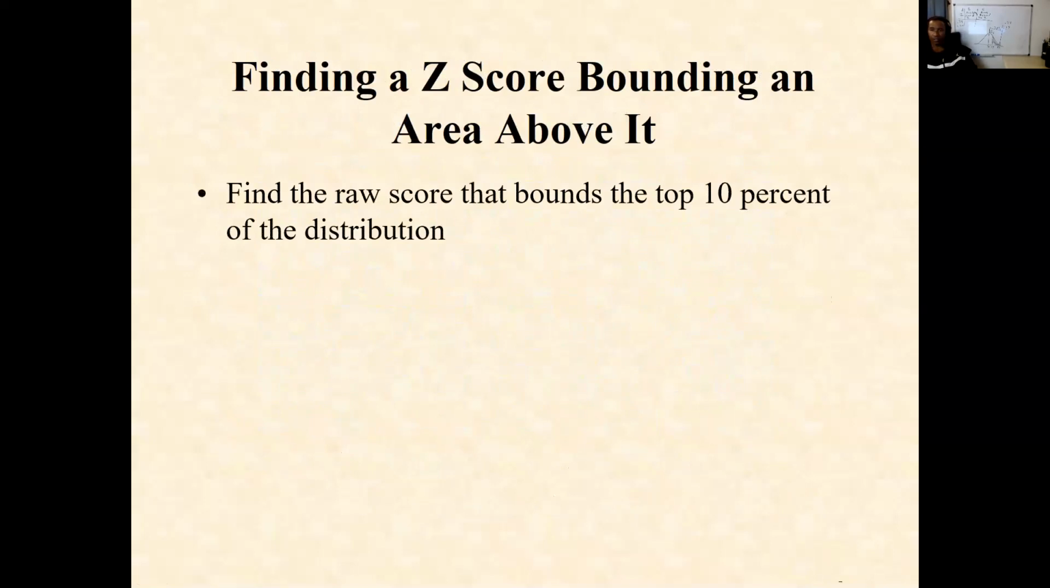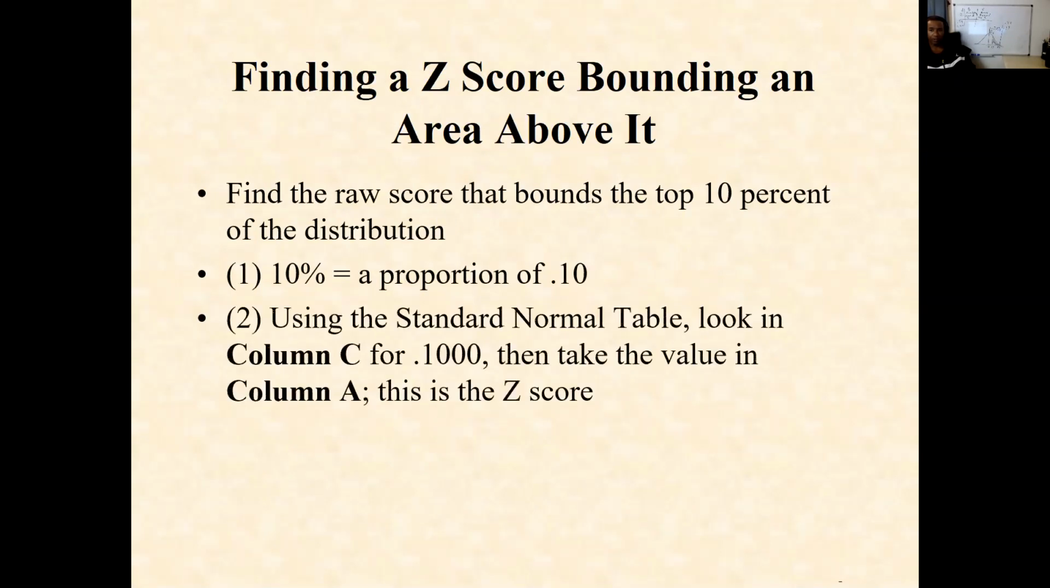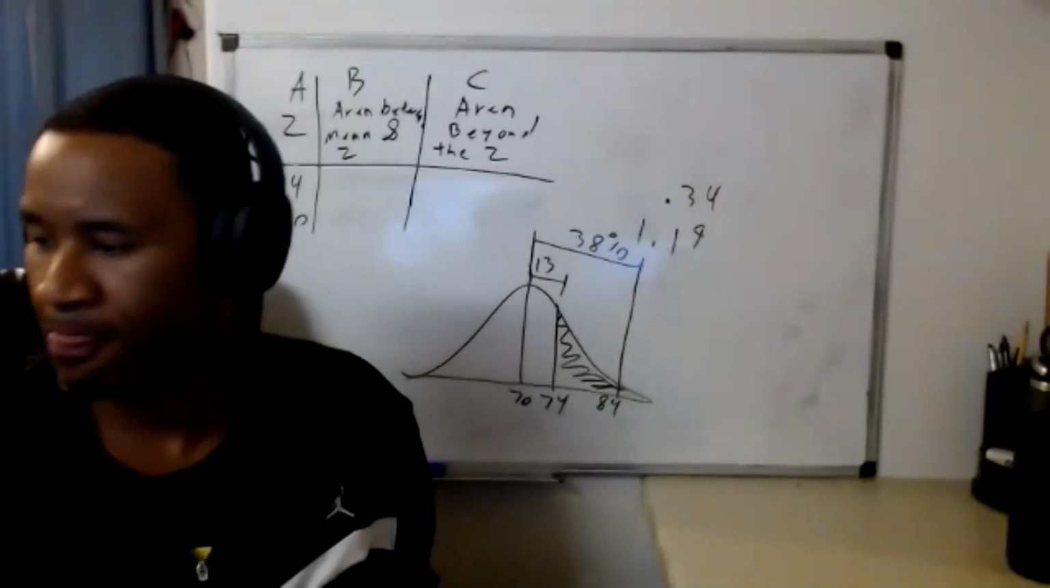Okay, so what we also want to do is, let's just say we're trying to find the raw score that bounds the top 10% of the distribution. Okay, so we know 10% is equal to a proportion of 0.100. So what you would want to do in that situation is take the proportion of 0.100, and then look for that in the C column. Okay, because obviously what we do in this situation, I think it might be a little bit more helpful if I draw it out again.